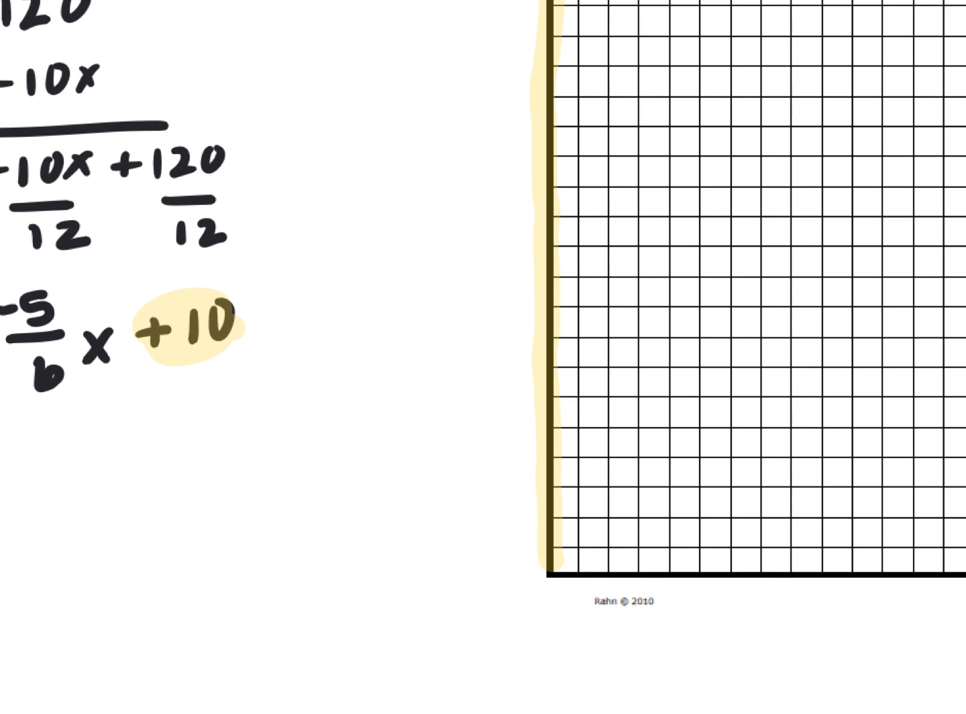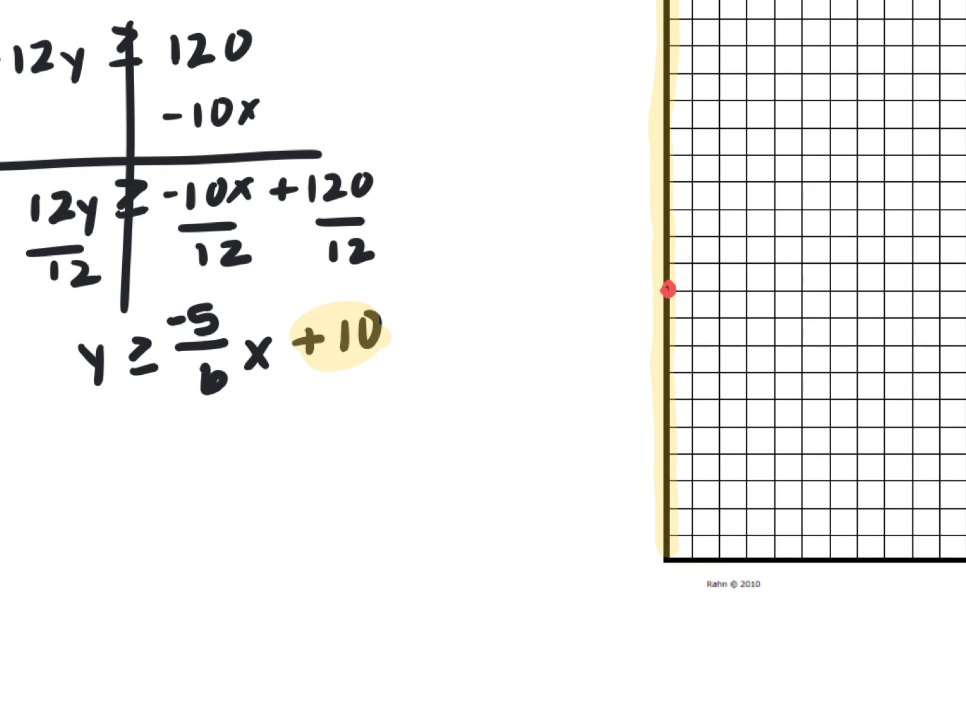1, 2, 3, 4, 5, 6, 7, 8, 9, 10. So my first point is going right there. Okay, and now my slope says I'm going to go down 5 and to the right 6. So I'm going to count down 5, to the right 6. So 1, 2, 3, 4, 5. 1, 2, 3, 4, 5, 6.